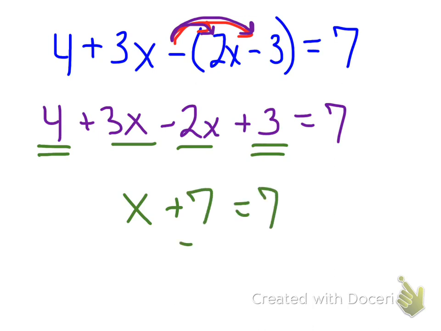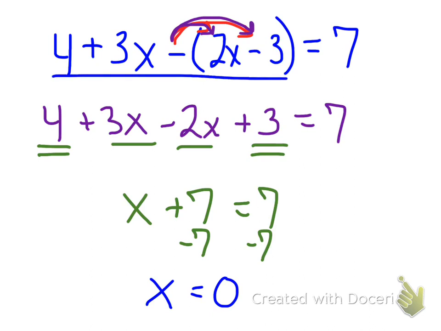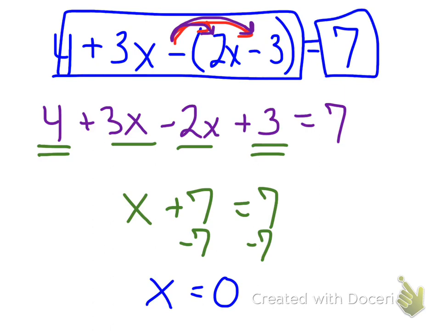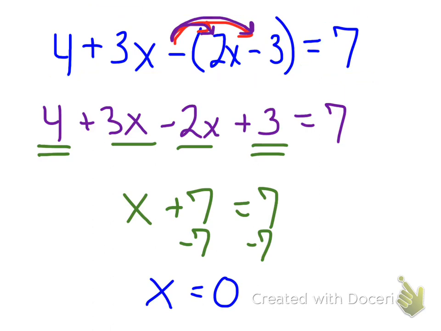And to solve for x, I'm going to subtract the 7 from both sides, and my final answer is x equals 0. So when I put 0 in for x, I'm going to end up getting it to equal. This side will end up equaling 7. Hope that helps.